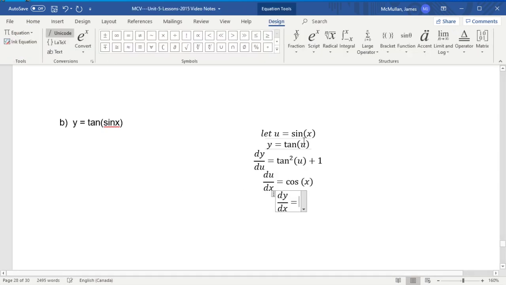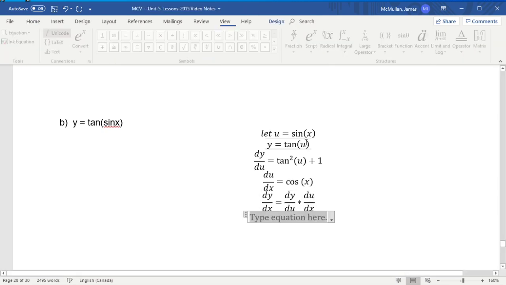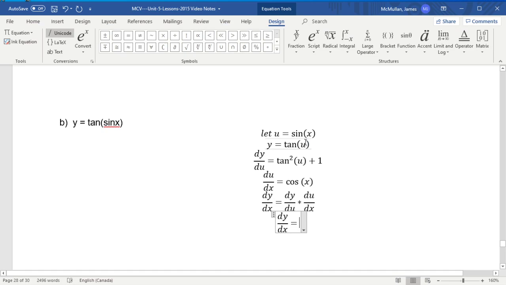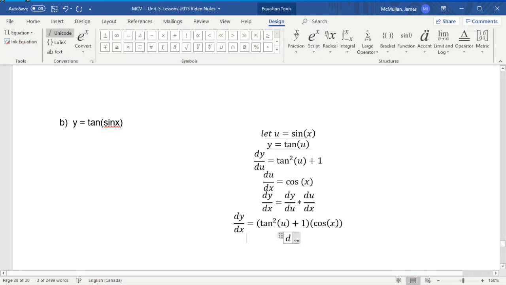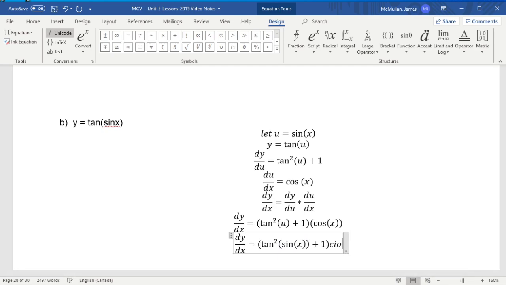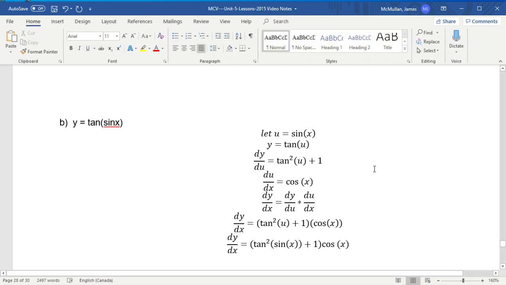dy/dx is equal to dy/du times du/dx, which is equal to, let's just write it down again, dy/dx. Okay, so dy/du, first of all, put it in a bracket, tan squared u plus 1, multiplied by cos x. Now I look at my answer, I notice I have a u in there. I don't want a u in my final answer, so I write tan squared. I look back at my question, what can I replace u with? Sine x. Okay, then I still have the plus 1, and then I have the cos x multiplied at the end. Okay, and that's how you take the derivative of that one.